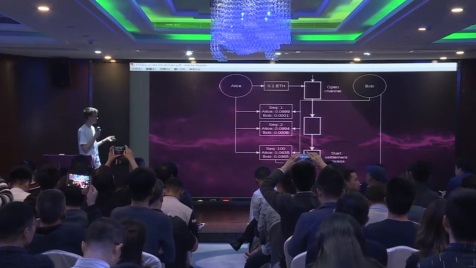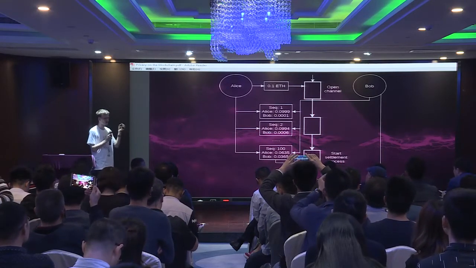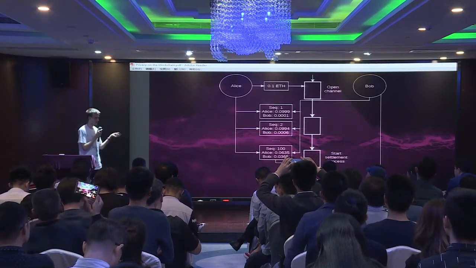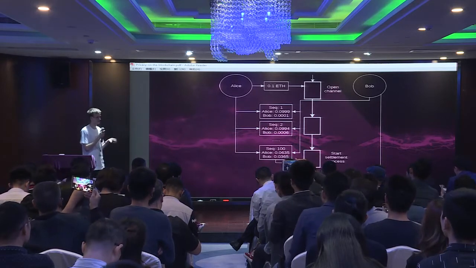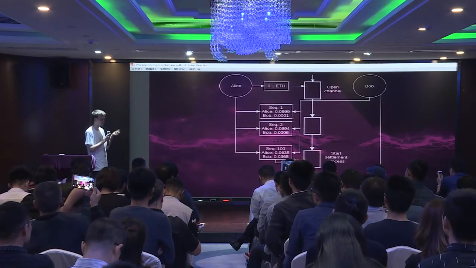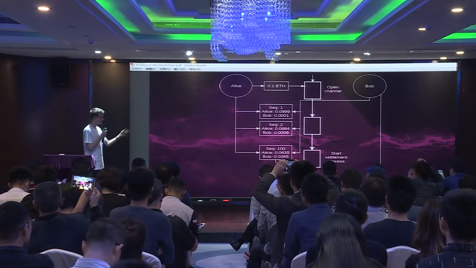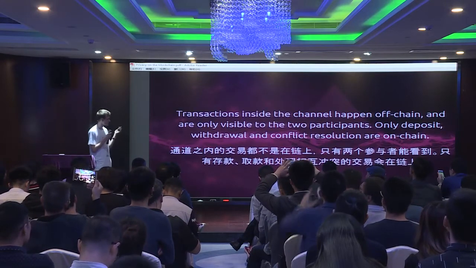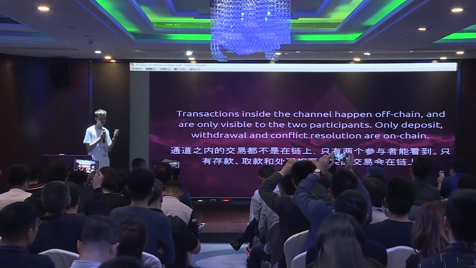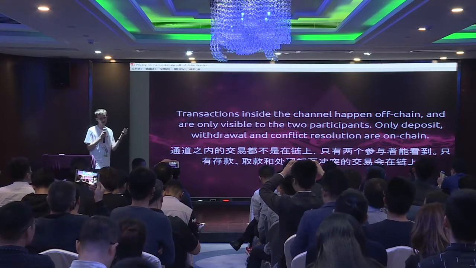So conflict resolution means if Alice and Bob do not agree on what the most recent ticket is, then the smart contract accepts the most recent ticket from both and chooses the one that has the higher sequence number. So the only time you need to use the chain is 3 cases.